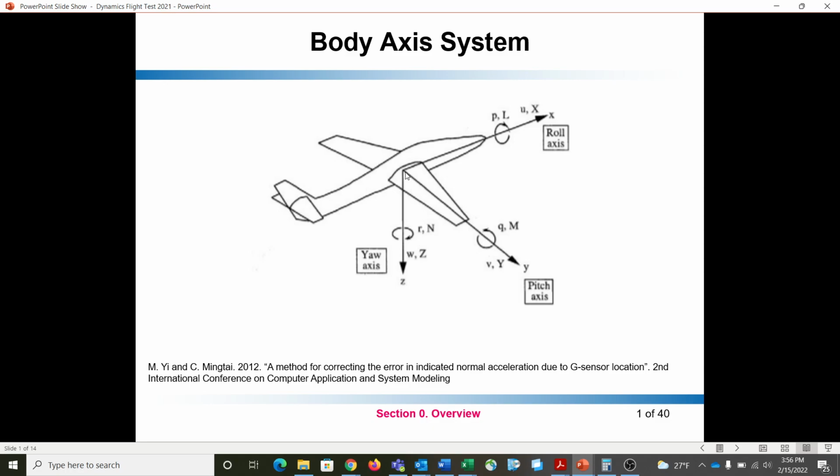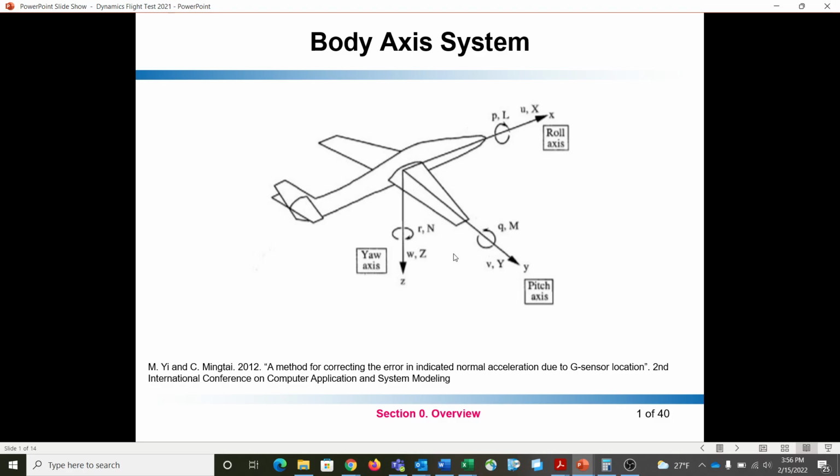Now, if this aircraft tilts, and perhaps is climbing, then the X direction axis is still in the direction of motion. It's still out the nose, but Z now, instead of being vertical, may be rotated so that it is somewhat in an inclined position.